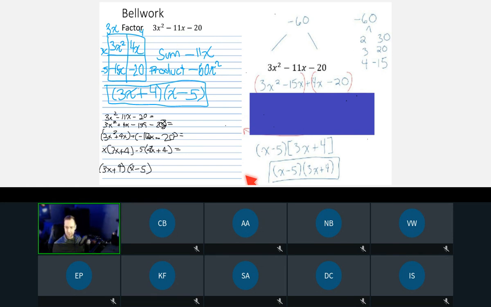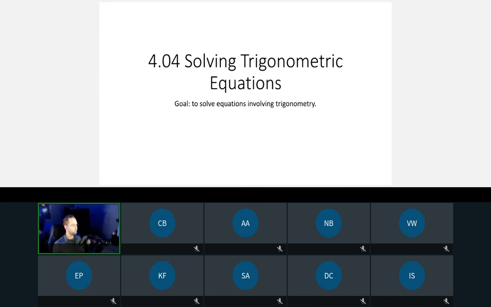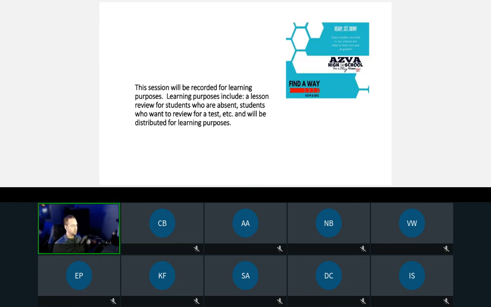Okay, so today I have a lot of examples, but I only chose like 8 examples we're going to do out of like 22. All right, so this is day 1 of 4.04. We're going to solve trig equations. And trig equations, they can all be very different.